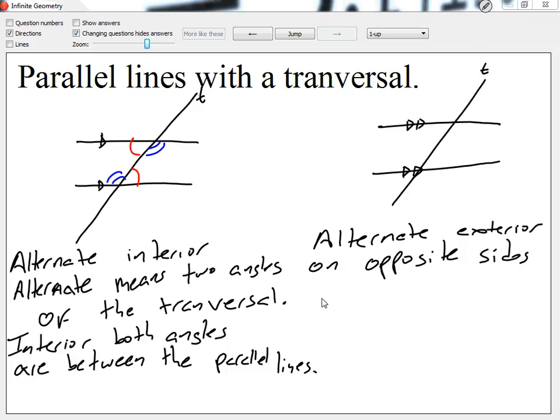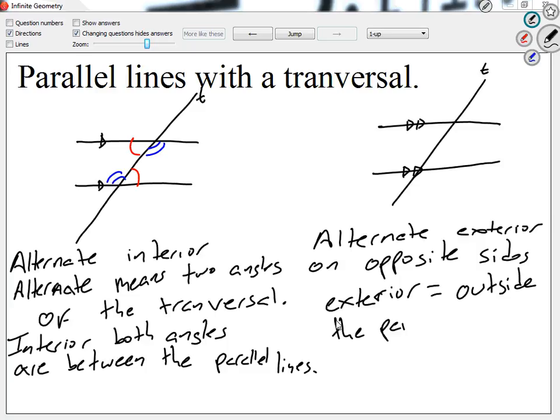Now for exterior, what do you guys think exterior means? Outside of the parallel lines. So let's just write that. Outside the parallel lines. For example, I'm going to go this angle with this angle. Another example, I'm going to say this angle with this other angle. The red with the red or the blue with the blue. Keep in mind that in each example, they're both on opposite sides of the transversal, and in that case, they're both outside.